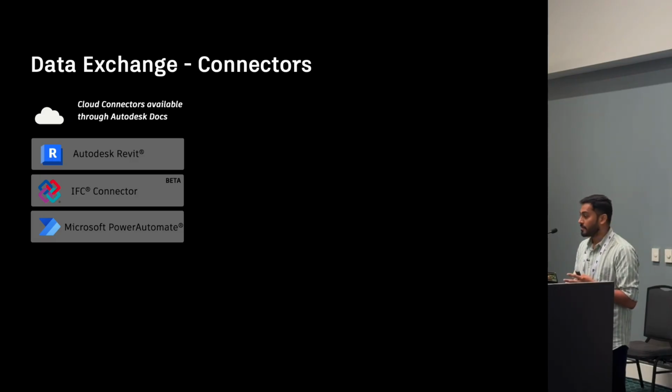So first off, we have the cloud connectors, which are available on ACC, which enable you to easily create data exchanges from the files that are hosted on ACC. Right now, they are available for Revit files and IFC files. Along with that, we also have a Power Automate connector, which leverages the power of automating all of your workflows using this Microsoft tool. For example, creating automated spreadsheets out of your data exchange, or setting up alerts for your team members to know when the latest data is available.